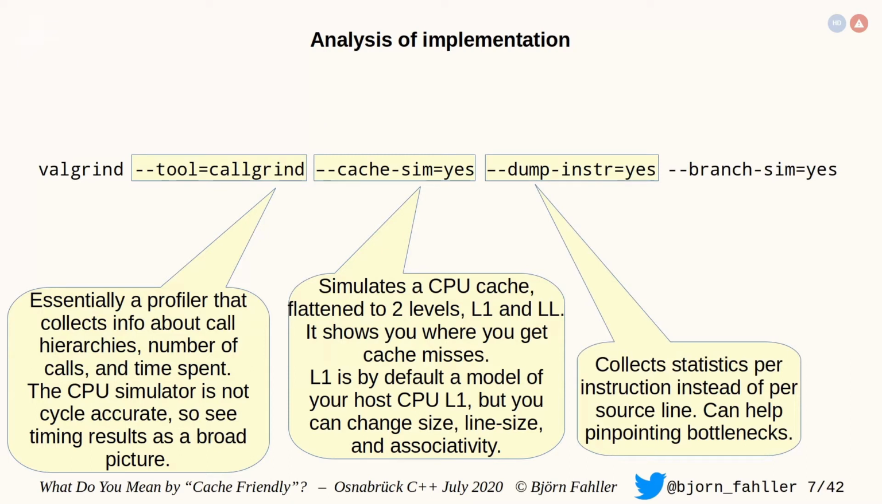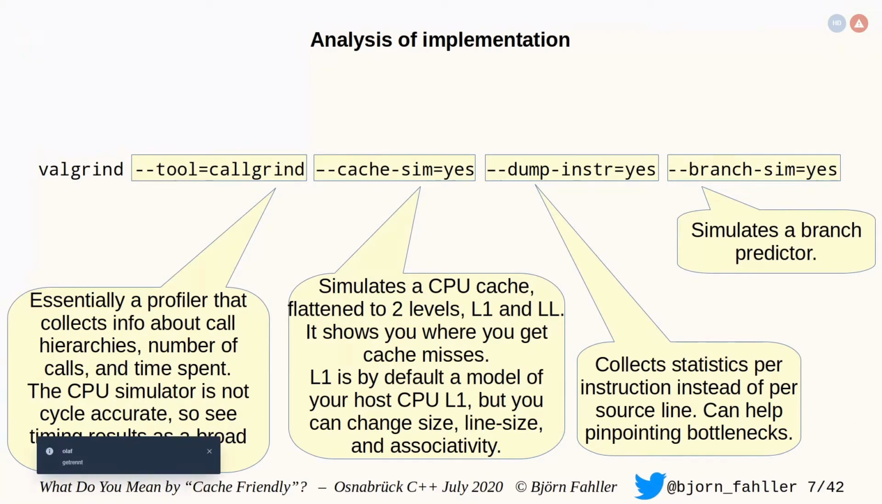Then I'm asking it to dump instructions. Normally it doesn't do that. It keeps more high-level information about where we are. But being able to look at instructions can really help. We can see that exactly this read or write instruction is where we have the cache miss. And then also a branch sim, because branch predictors, it turns out, are also important. It doesn't reflect the branch predictor in your CPU, but it gives some information.